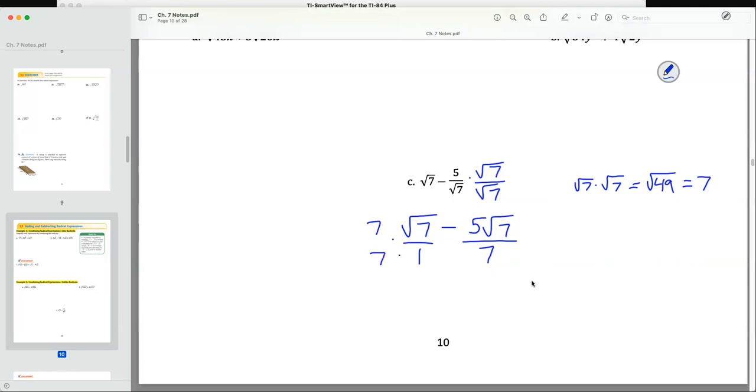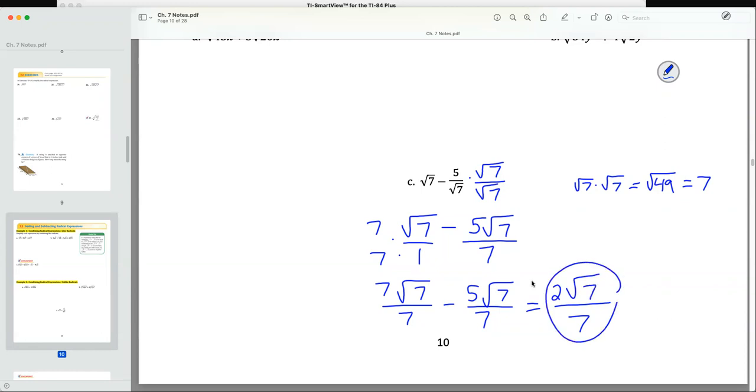So if we multiply this by 7 in the numerator and denominator, it turns into 7 times the square root of 7 over 7 minus 5 times the square root of 7 over 7. Well, then we can go ahead and make this into one single fraction. We keep the denominator the same, and 7 square root of 7 minus 5 square root of 7 would be 2 square root of 7 over 7. These two 7s do not cancel out. They're completely different numbers.